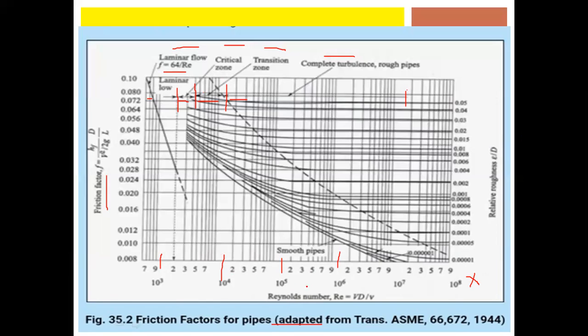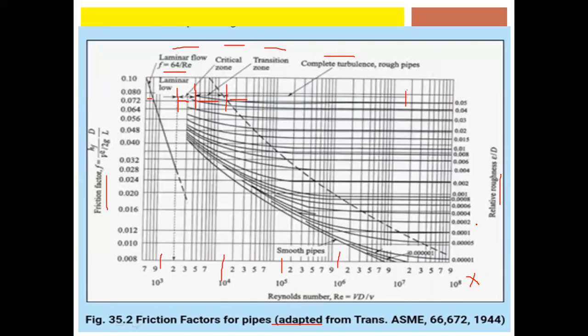On the x-axis, keep the Reynolds number. On the y-axis, keep the friction factor on the left-hand side. On the right-hand side, keep the relative roughness, e by D. So just make a line like this.